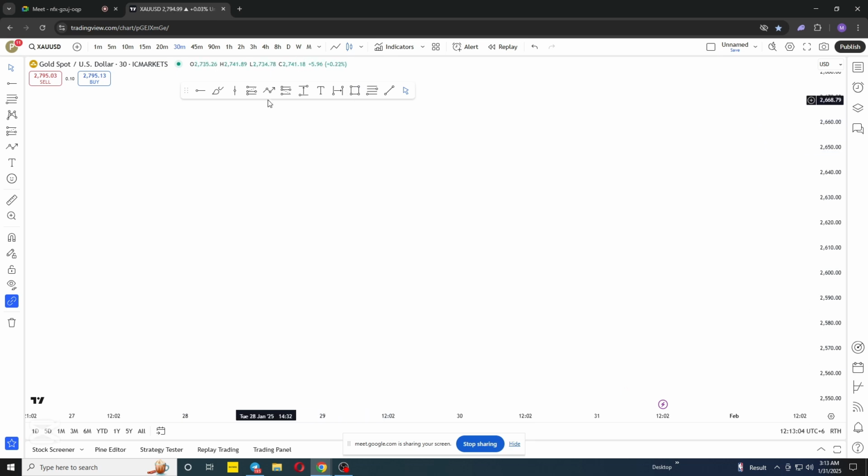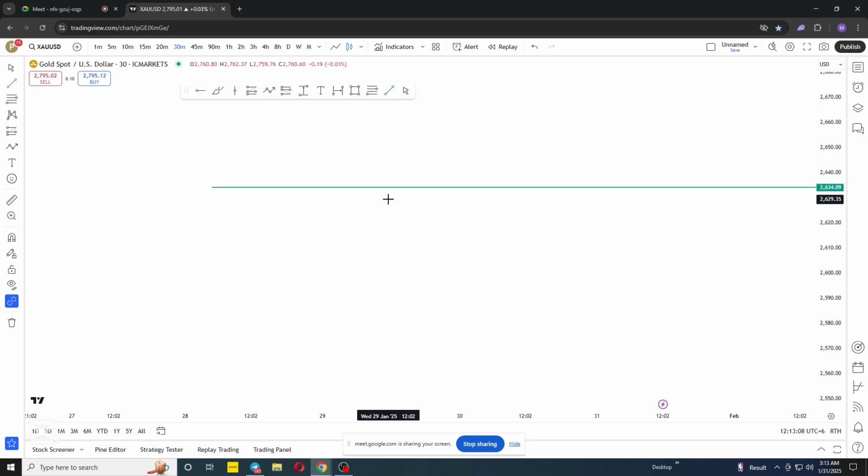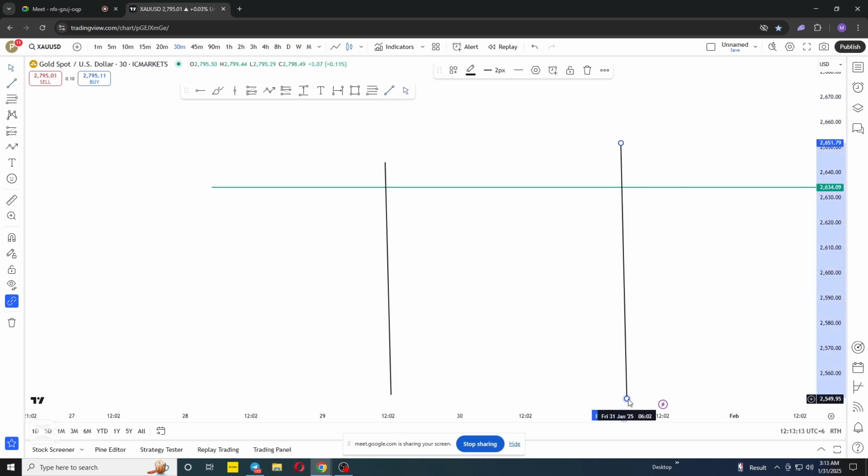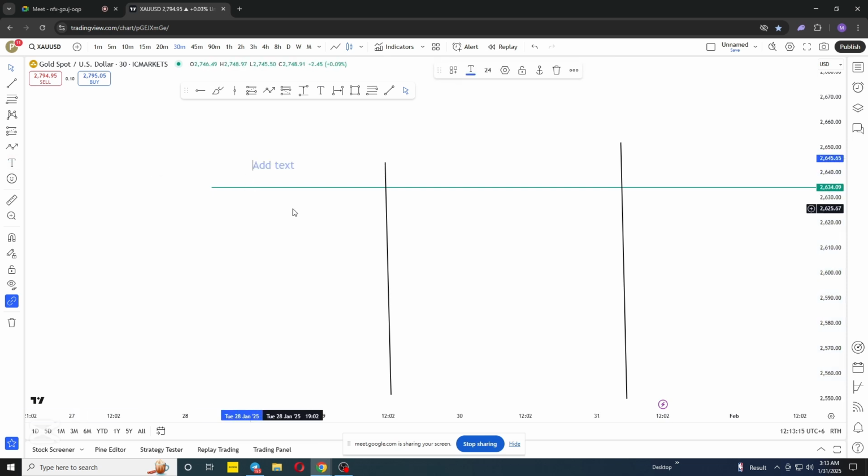So to understand the direction, we need three parts. The first part is to identify a fresh level. The second part is whatever time frame we are following. Let's say we are following the daily time frame, we need to see the fresh daily level rejection.